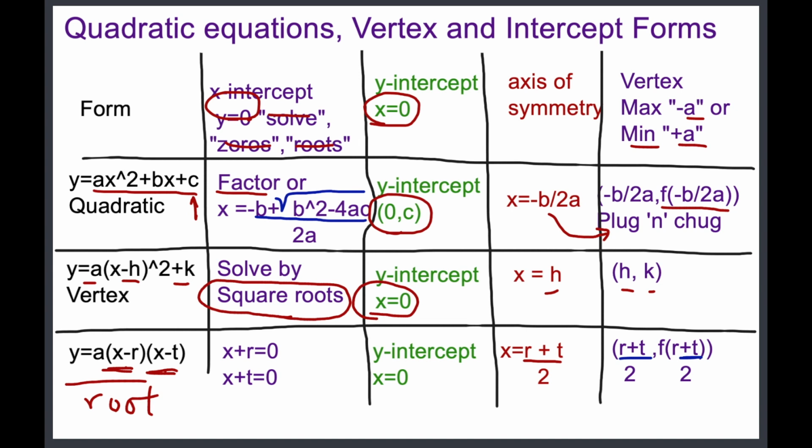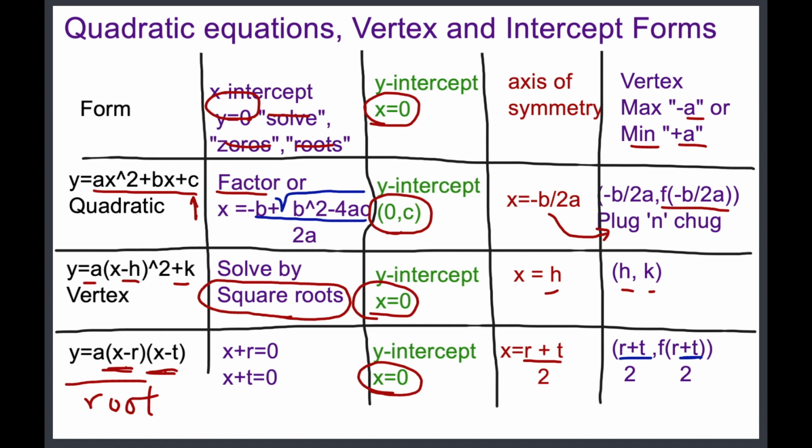The y-intercept is exactly the same as all the rest. We have to let x equal 0. And then this is a little different. If you know the two x-intercepts, you just add them together, r plus t, and divide by 2. This is the midpoint of the two x-intercepts. That makes sense. The axis of symmetry cuts right down through the middle of the shape. It also cuts through the middle of the two x-intercepts.